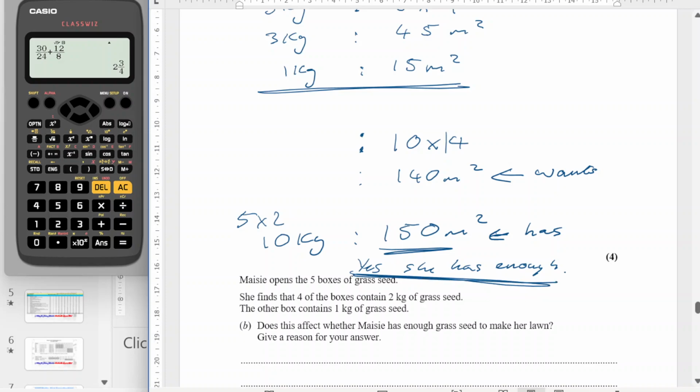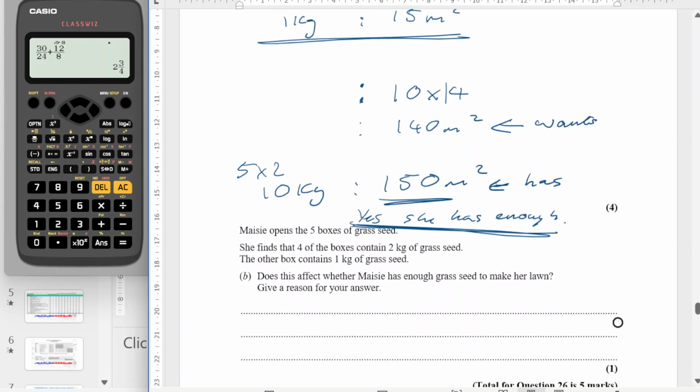Maisie opens the 5 boxes of grass seed. She finds that 4 of the boxes contain 2 kilograms of seed. The other box contains 1 kilogram of seed. Does this affect whether Maisie has enough grass seed or not? Well, if we think about it, now she's not got 10. She's now got 9 kilograms of seed, and 9 kilograms of seed is enough to cover 9 times 15. So it's enough to cover 135 meters squared. So does she have enough? No, she doesn't have enough now. So does that affect my answer? Yes, it does. She is 5 meters squared short now.